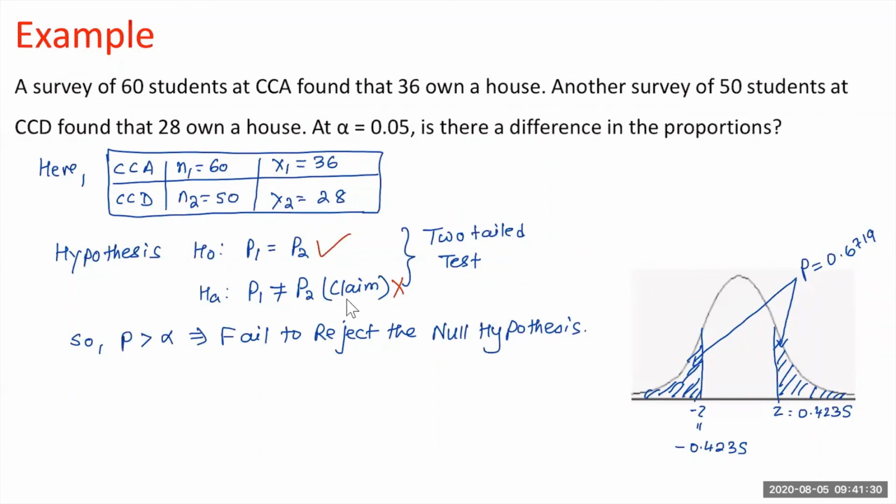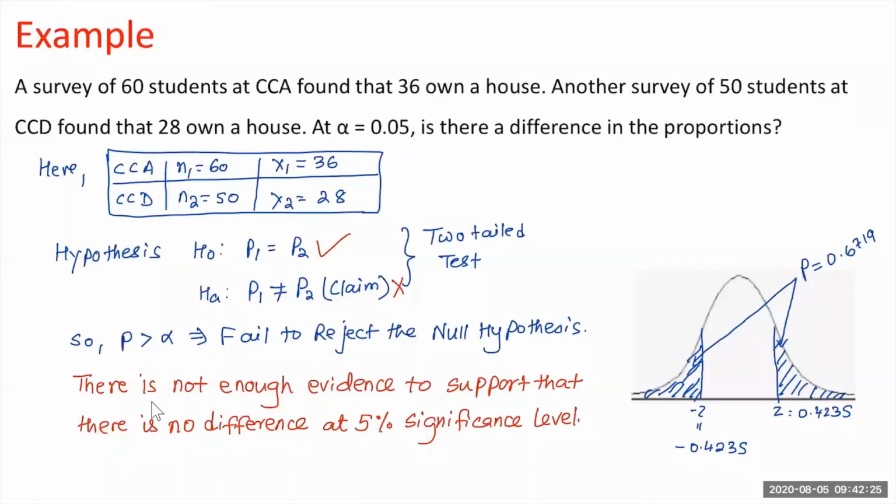Meaning of that is there is not enough evidence to support the claim. Let's write that down. There is not enough evidence to support the claim. We are not supporting the claim that there is a difference, because we are checking, is there a difference? So there is not enough evidence at the 5% significance level. That is the conclusion. You can see that in this example, we used our TI-84 calculator to perform the calculations to find the z value and also the p value.